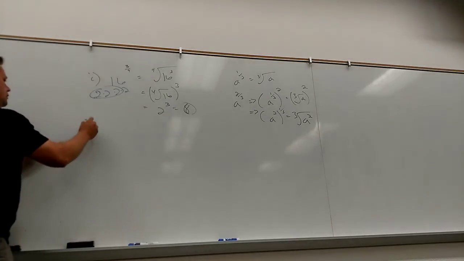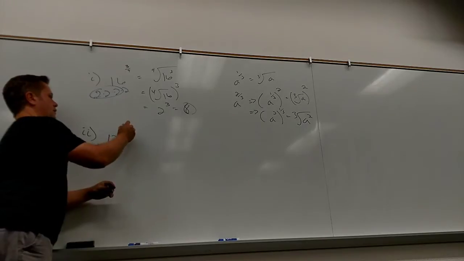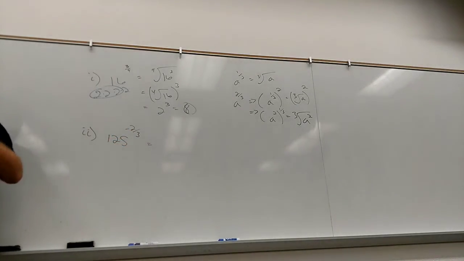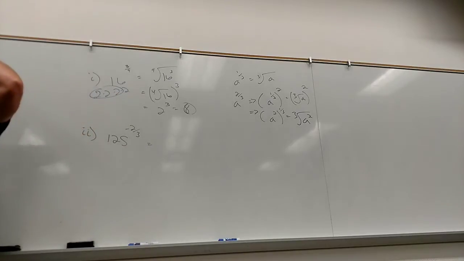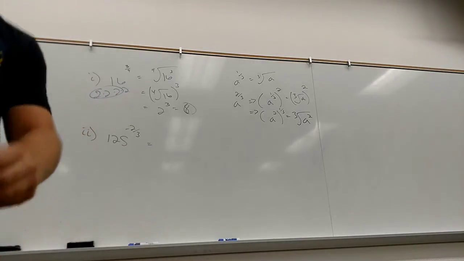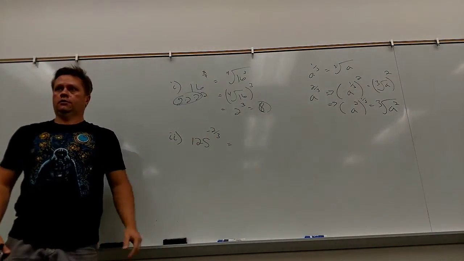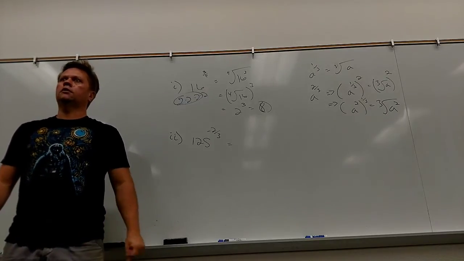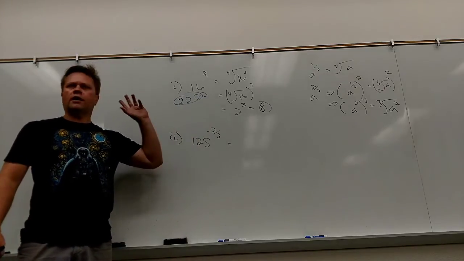So what if I had 125 to the negative 2/3 power? I like it. The unfortunate thing that people do is they write this as 125 to the 3/2 power. What did they misunderstand? Somebody out there's like, well, that's what I just wrote. What's wrong with that? Why did they take this and flip it?